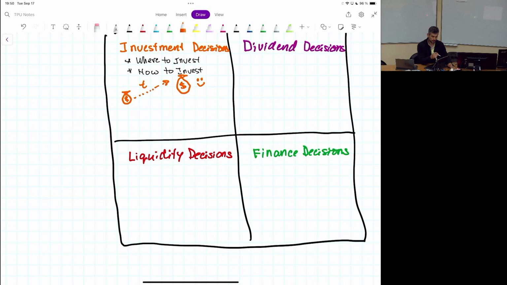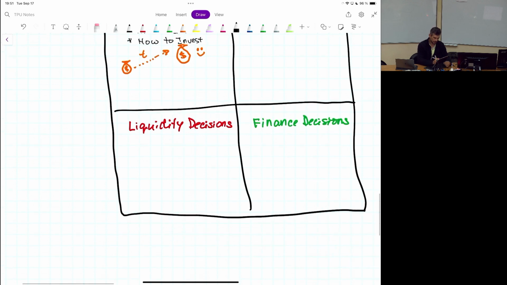Now, investment decisions. What about liquidity decisions? Liquidity is about how to be solvent. Remember, we use this word solve, solvency, insolvency. So, how to be solvent means how to pay debts. How to pay debts in time.